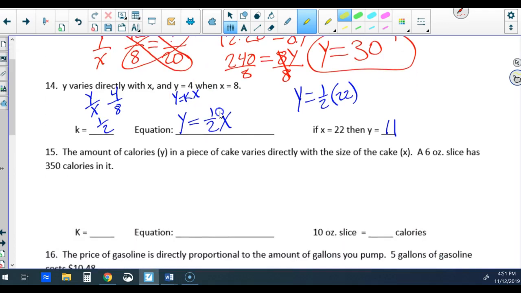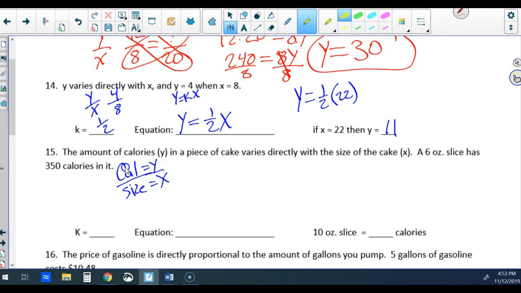Number 15, very similar problem. Oh, hang on. Okay, now that it's quieter. Very similar problem, except we're looking at a real world situation here. Not just x's and y's. We have calories and ounces of a cake. The amount of calories, which is my y. So calories is y, varies directly with the size of the cake, which is x.